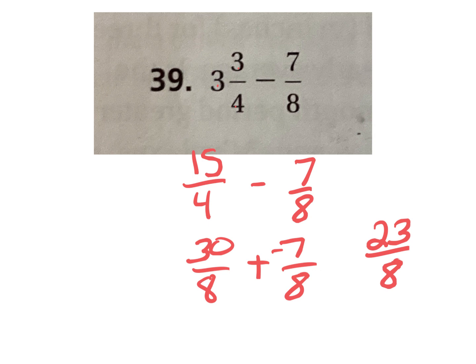And I can take that 23 over 8 and turn it into a mixed number. 8 goes into 23 2 times, that's 16. And 16 taken away from 23 leaves me with 7/8. So it's 2 7/8.